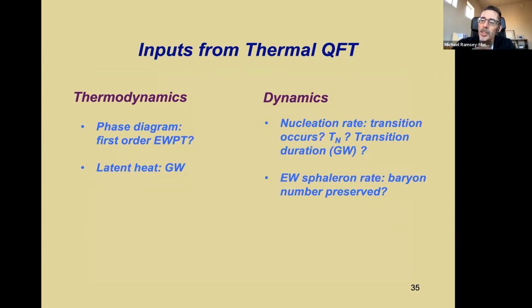But the places where this question creeps in, it's useful to organize in 2 categories: the thermodynamics of the thermal history and the dynamics. The thermodynamics, for example, what is the phase diagram? And from the thermodynamics, we get the latent heat or something related to it that's an important input for gravitational waves. And then there are the dynamics, the rate of nucleation of the bubbles. Does the transition to the electroweak broken phase actually occur? If so, what is the nucleation temperature at which that happens? What is the duration of the transition, which is important for setting the frequency range for gravitational radiation? And then for baryogenesis, what is the rate at which electroweak sphaleron transitions occur inside the broken phase? Is that rate quenched enough to preserve a baryon asymmetry? So there are lots of places where the theory has to be done right, and there are reasons to worry.